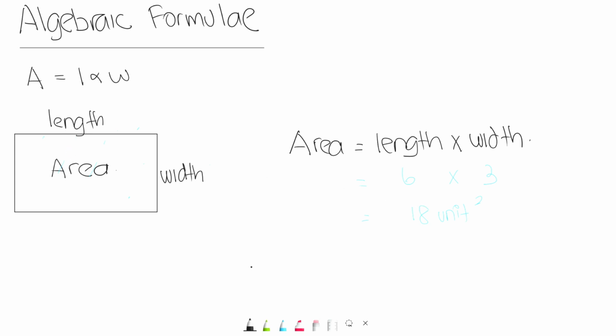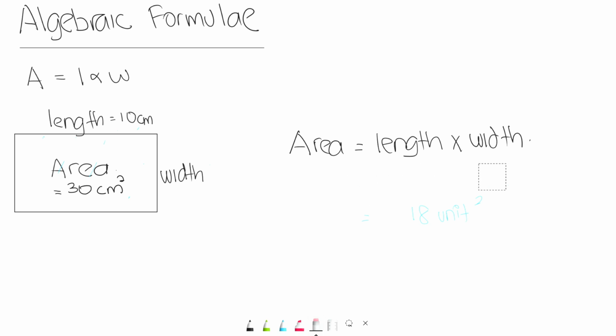Now the area of this rectangle, let's say it is 30 square centimeters, and the length is given as, let's say, 10 centimeters. Now, how do we work out the width of this rectangle?